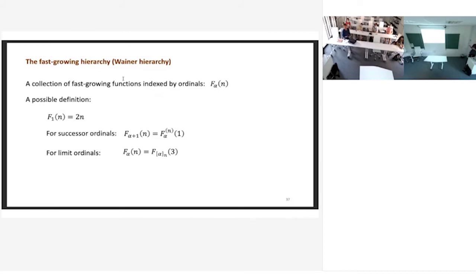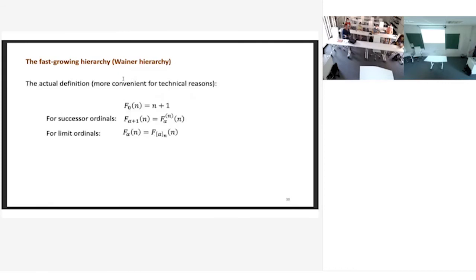So how does it work? For f alpha of n, you take the sequence that converges to alpha, take the nth element of that sequence, and you plug in, let's say, 3. And so Ackermann's function is just f omega of n. Actually, you do it a little differently.